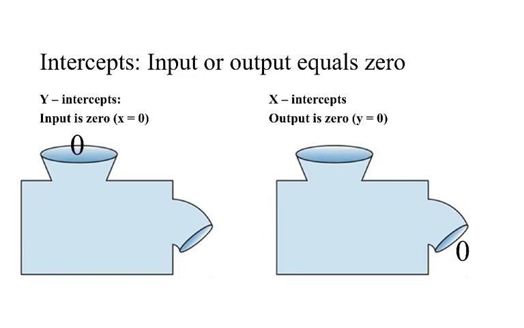So intercepts is when the input or output equals 0. For the y-intercept, that's when we're inputting 0. When x equals 0 or t equals 0, whatever our input variable is, that's when we're inputting a 0. X-intercepts are going to be caused when we output a 0.